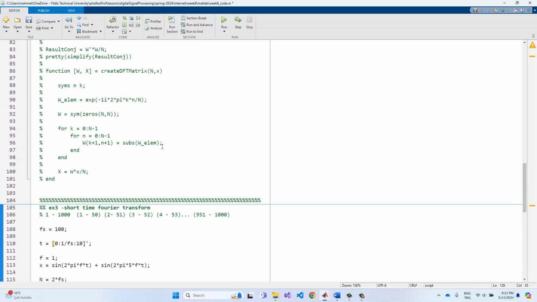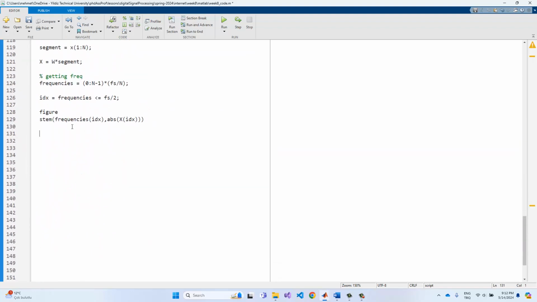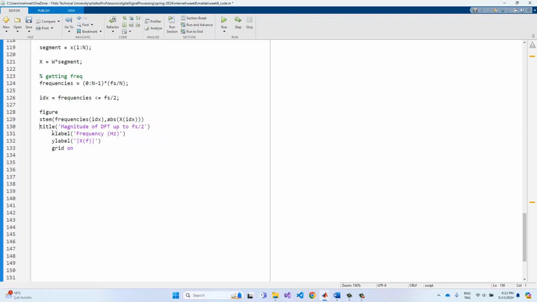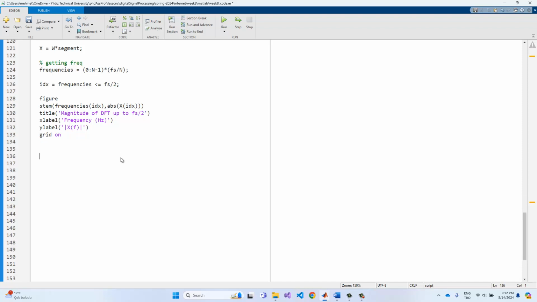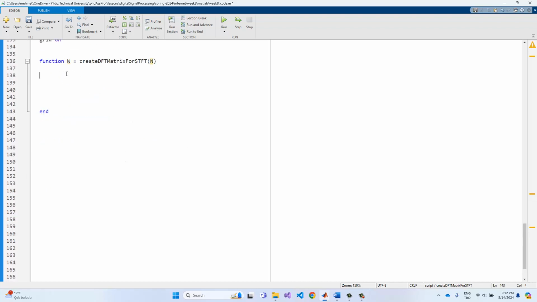So after that we can take a copy of these terms in here, just like this one. Okay, and so uncomment xlabel, ylabel, and read on. Okay, so how can we build the function create DFT matrix for STFT with the values of n? Okay, and so the n should be given in here, just like this one.